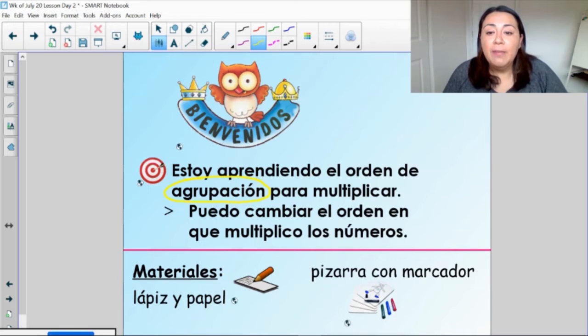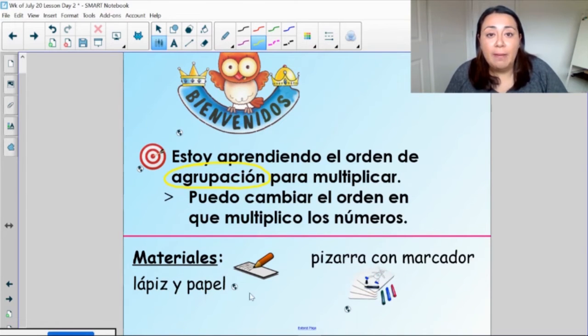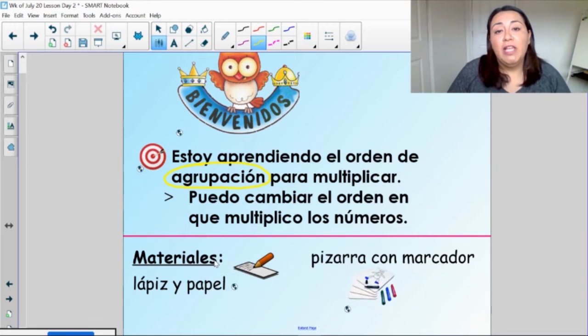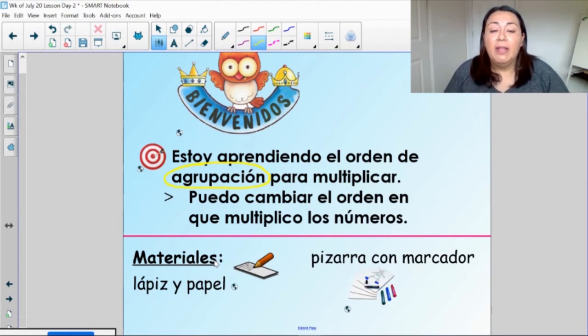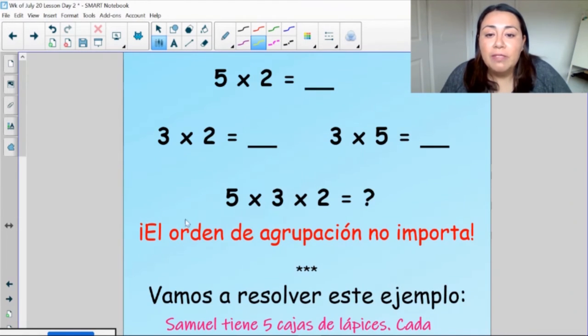Muy bien, y como siempre, sus materiales, un lápiz y papel, pizarra con marcador, cualquier cosa que les pueda ayudar a resolver los problemas o pueden nada más seguir en la pantalla conmigo. Vamos a ver. Entonces, aquí tenemos algunos problemas.